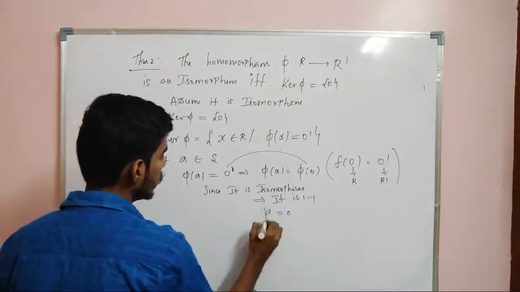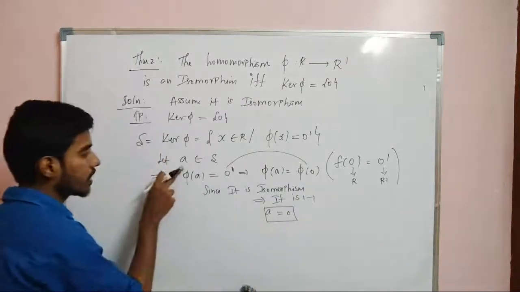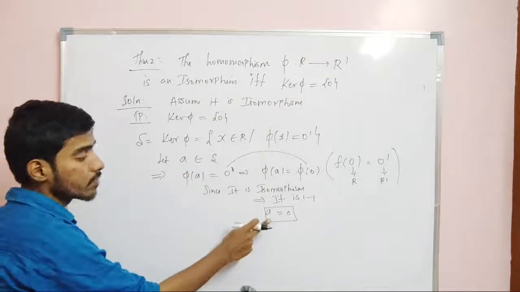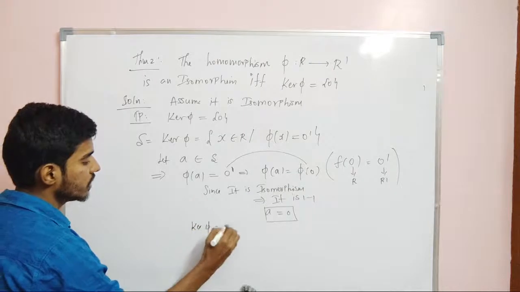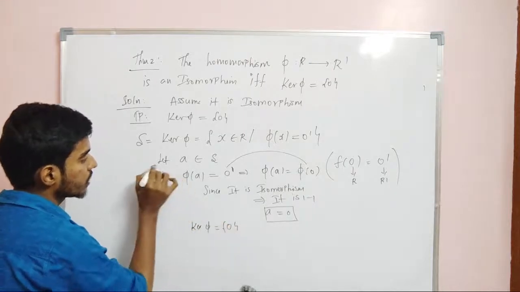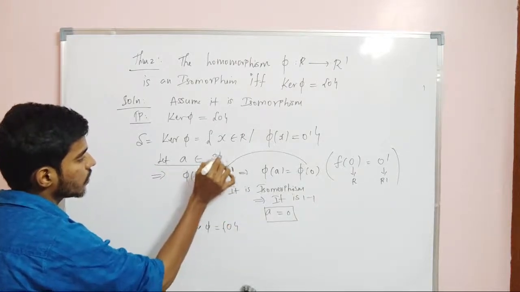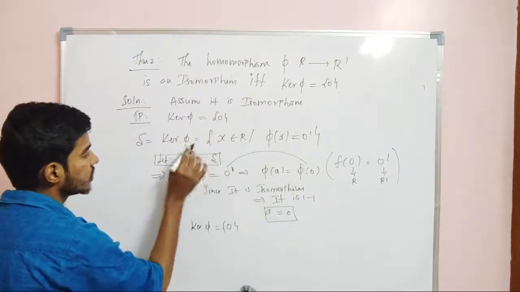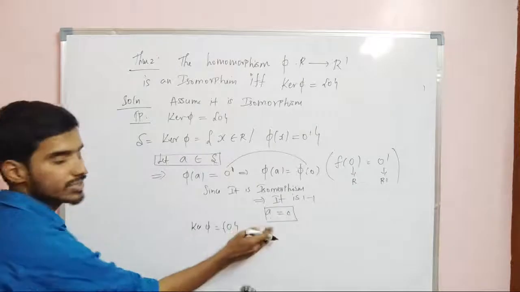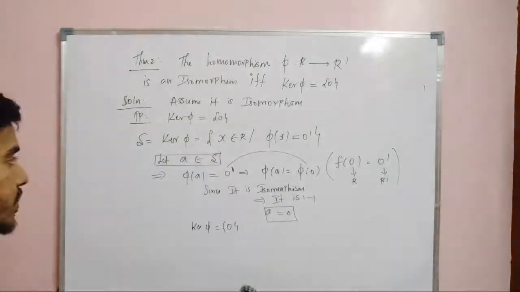That means whatever arbitrary element a in S I am taking, I am getting that element to be equal to 0. That is, kernel of phi contains only the 0 element. I am taking an arbitrary element a in S, and for an arbitrary element I am getting a to be equal to 0. So S contains only the 0 element. So therefore kernel of phi contains only the 0 element.